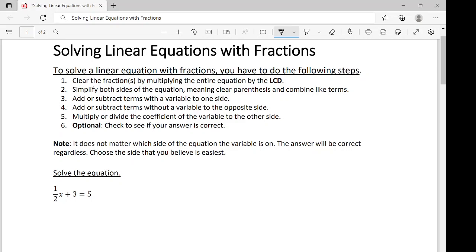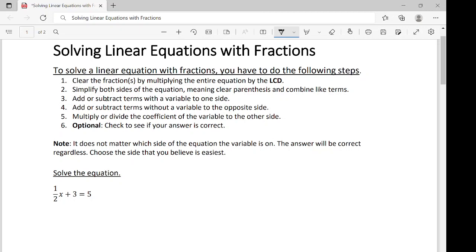To solve a linear equation with fractions, you have to do the following steps. First, clear the fraction or fractions by multiplying the entire equation by the LCD. That means multiply the left and the right side. Next, simplify both sides of the equation. That means clear parentheses and combine like terms together.